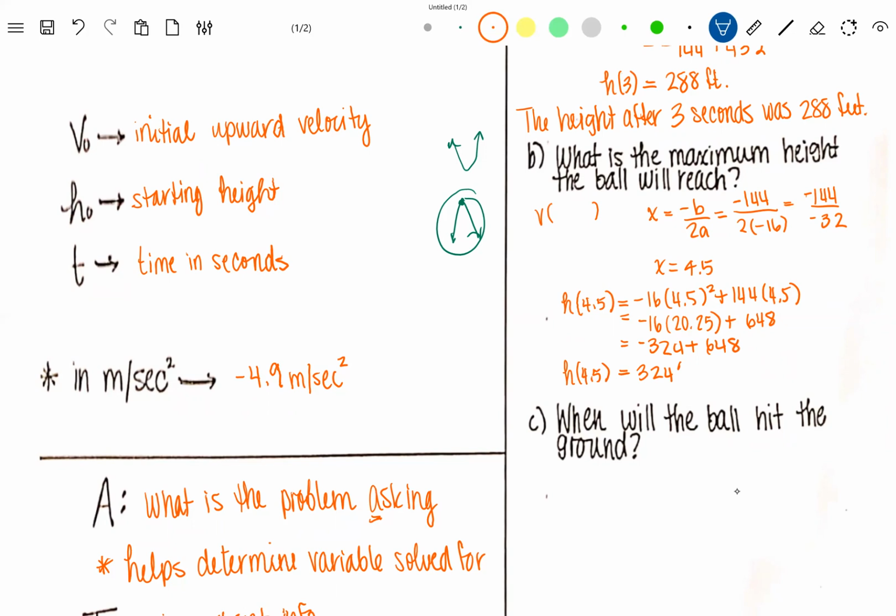And let's see, if we look at this graph over here, this green one that I circled, it says after 3 seconds it was 288 feet, and our maximum is at 4.5 seconds. It makes sense that it was higher because it hadn't reached the turning point yet. So our maximum height was 324 feet.